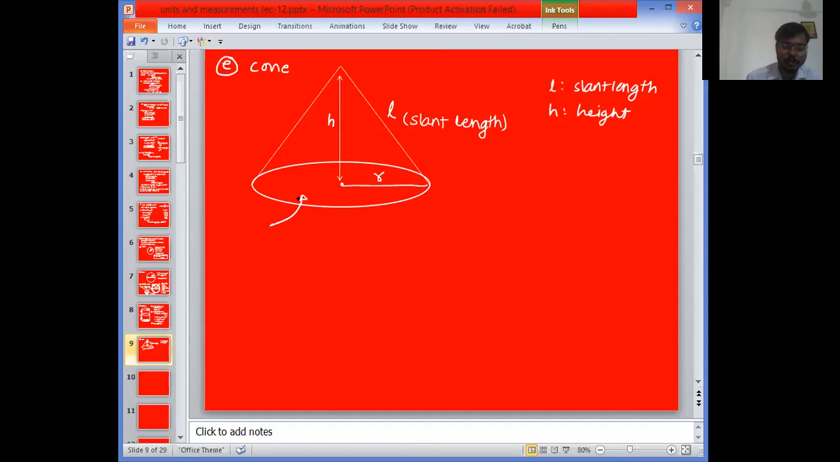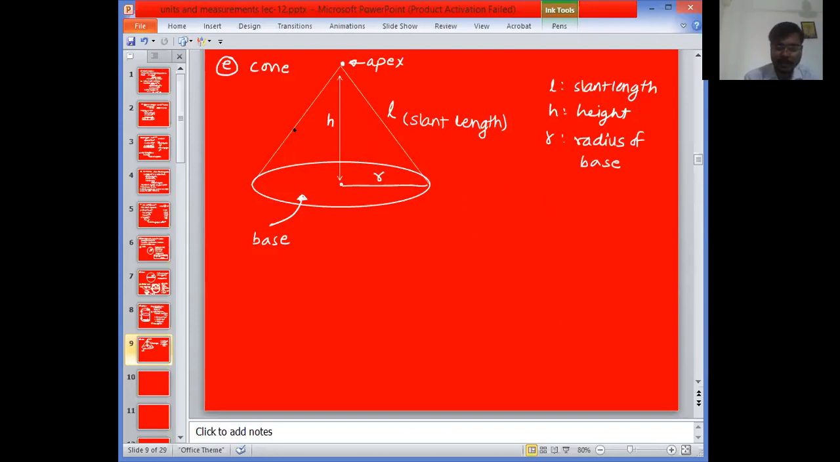This circle is called the base of the cone. This top point is called the apex of the cone. R is the radius of the base. All these things you already know. Just keep on writing. Any formula if you have forgotten will be automatically remembered now.